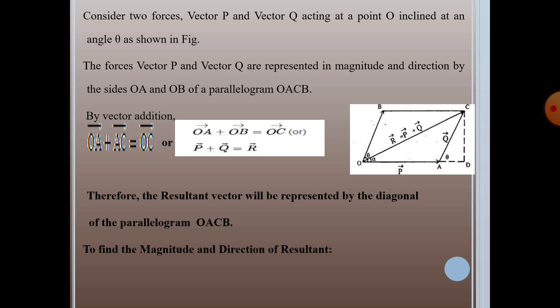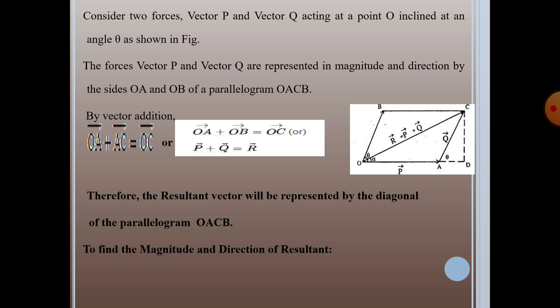From the figure it is clear AC is parallel to OB. Therefore, if AC is equal to Q vector, then OB is also Q vector. Replacing AC as OB vector, we get OA vector plus OB vector is equal to OC vector. And next, OA is equal to P vector, OB is equal to Q vector and OC is equal to R vector. Finally, P vector plus Q vector is equal to R vector. Therefore, the resultant vector R can be represented by the diagonal OC of the parallelogram OACB.